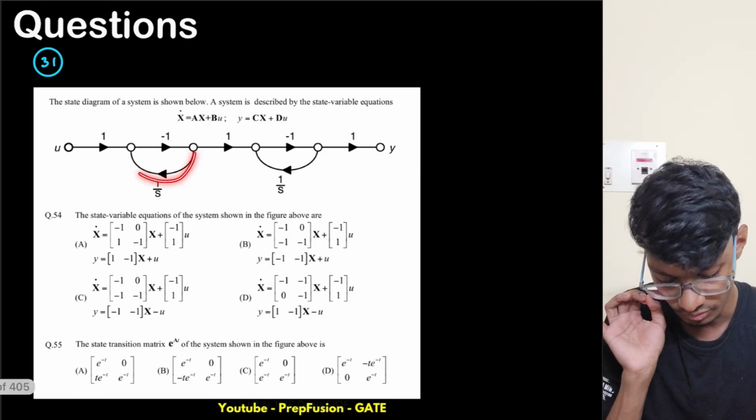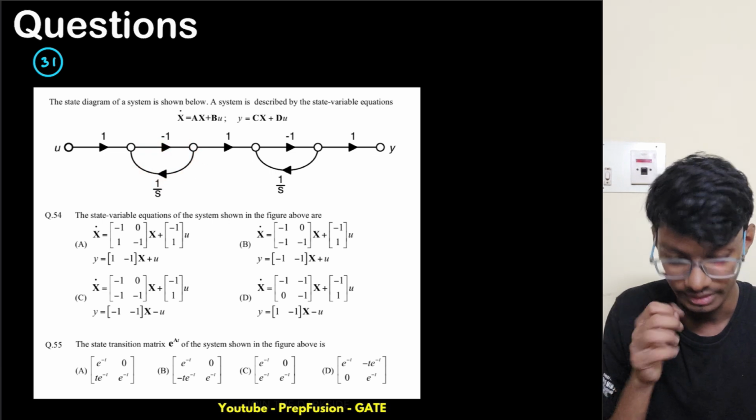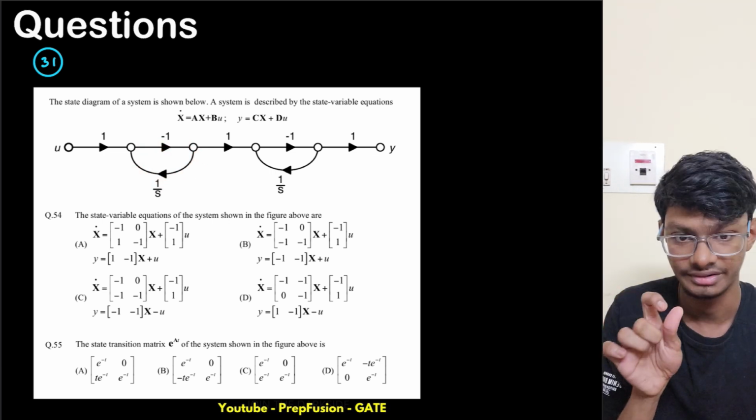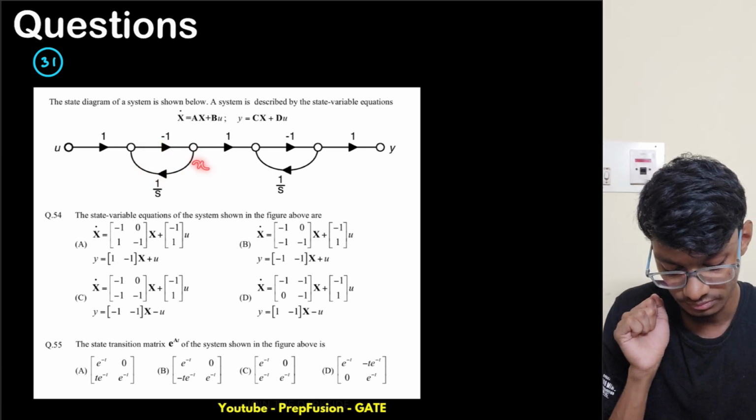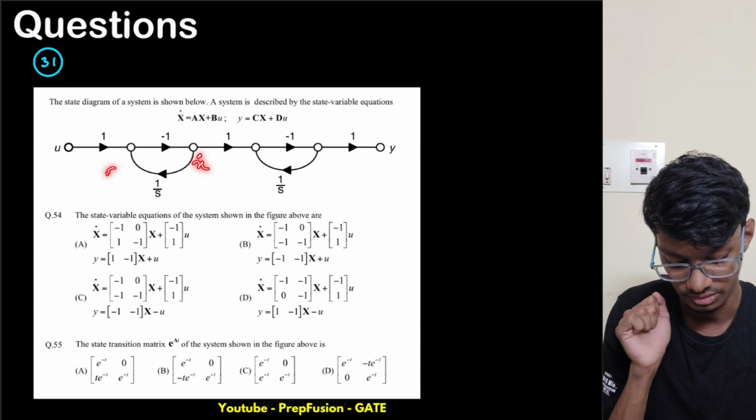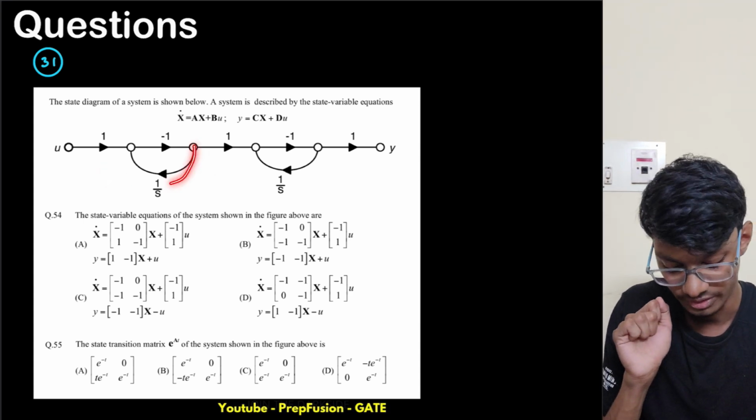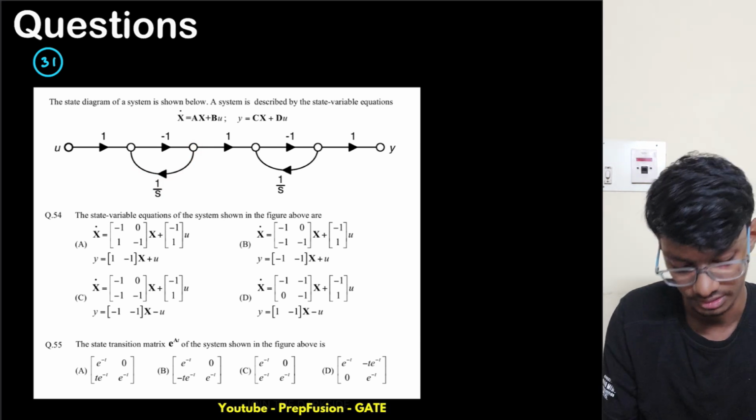That is important. Also this is important, that this is 1 by s and not this one. This time the question has come a bit tricky. That's why this will be my x dot, and this will be my x simply, as we are integrating. So you have to understand that. Very, very important, two things came out of this question.